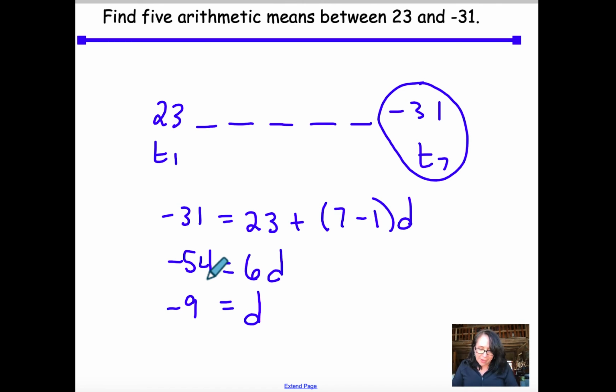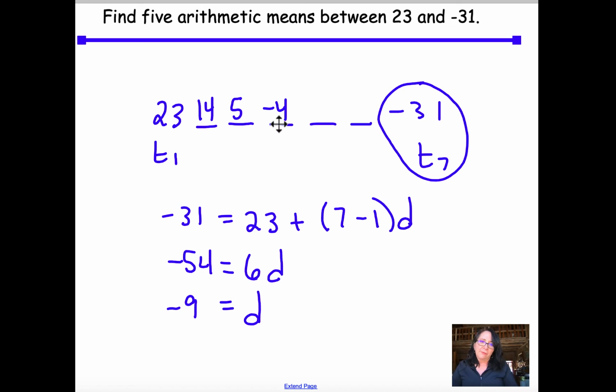So now what I'm going to do is that means each time I'm going to subtract 9. So I'm going to start off and I'm going to go 23 minus 9, and that's 14. So that's 14. And I'm going to go 14 minus 9. That should be 5. There's 5. And I'm going to go 5 minus 9, and I'm going to get negative 4.